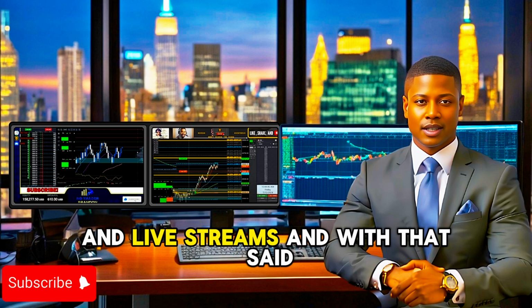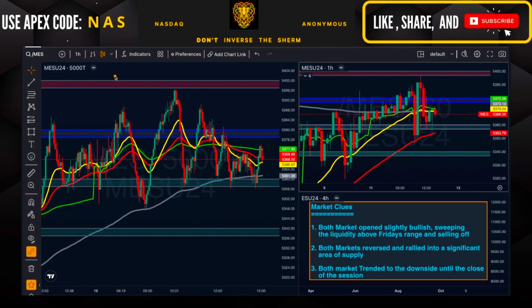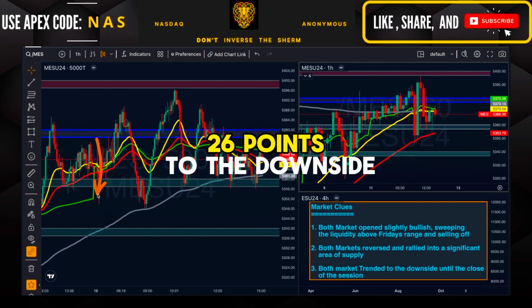And with that said, let's jump into an ES chart. This is an ES chart. And this is the block of price action that we traded during today's stream. And just like the NQ, the ES opened slightly bullish, sweeping the liquidity above Friday's range, where the bears stepped in, selling price 26 points to the downside.